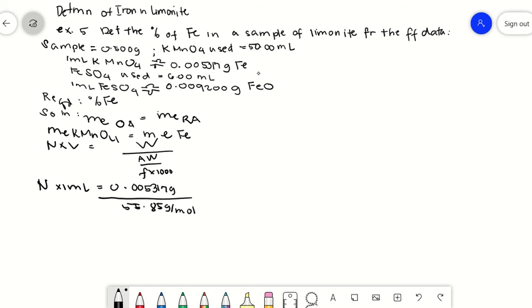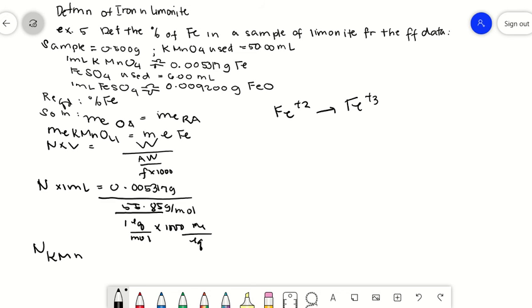What would be the factor? Always ferrous to ferric, plus 3. So the factor would be 1 equivalence per mole times 1000 milliequivalents per equivalence. You will now have the normality of the oxidizing agent, which is potassium permanganate, at 0.095 normal.